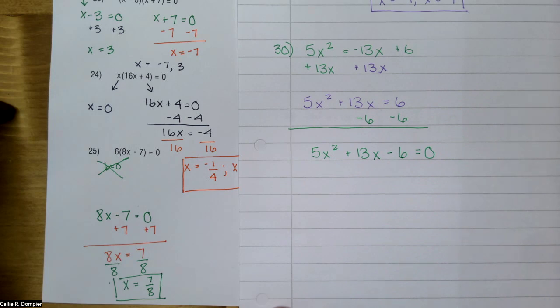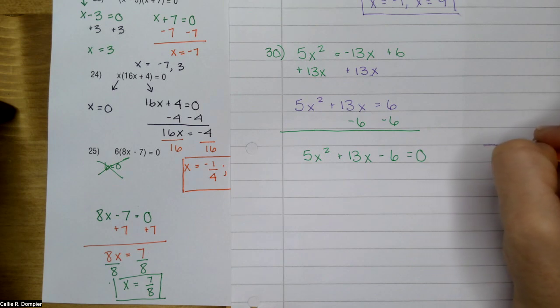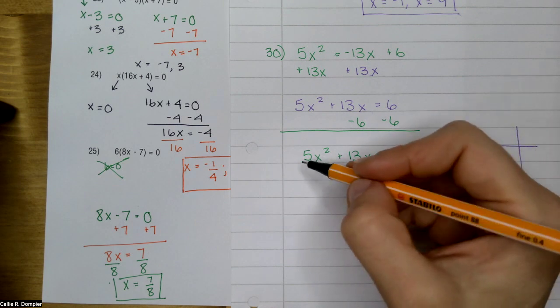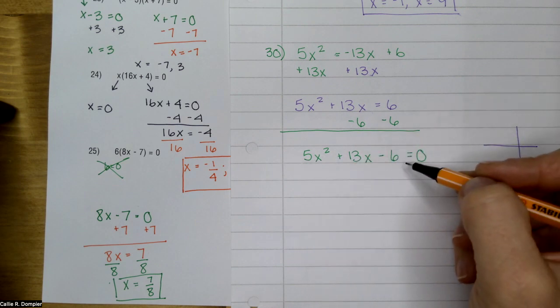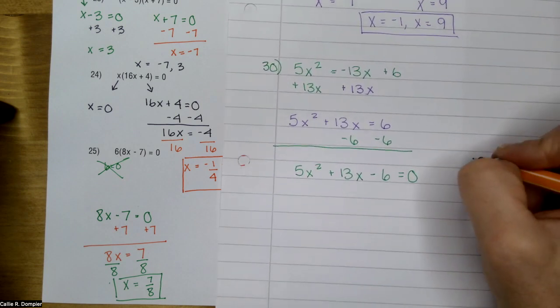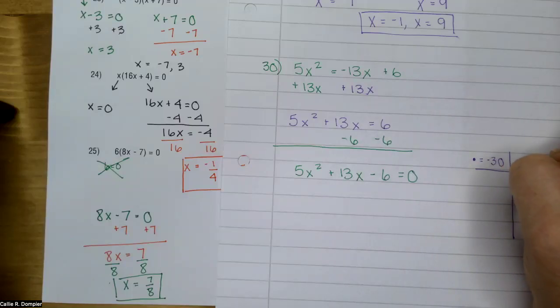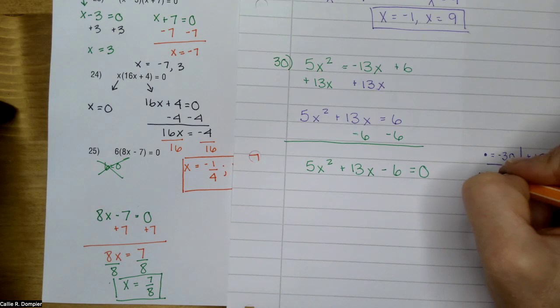Now, can I factor anything out? No, I cannot. So I can't simplify this. Can I now factor it into pairs like we did with 29? I would need two terms that multiply to equal negative 6 times 5, which is negative 30, and that add to equal 13.